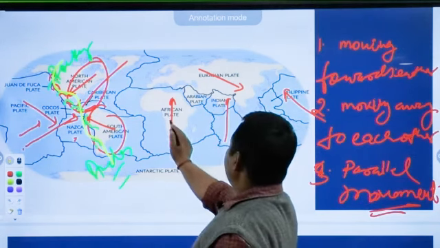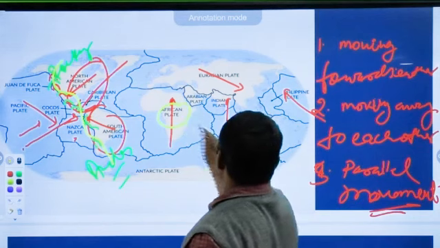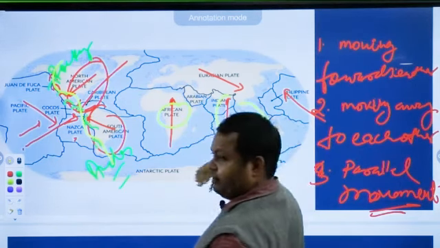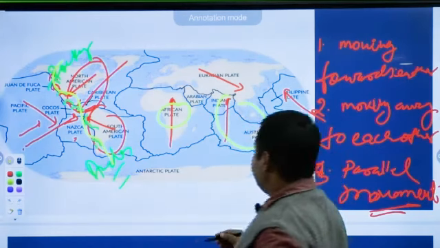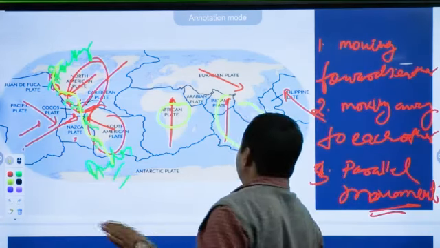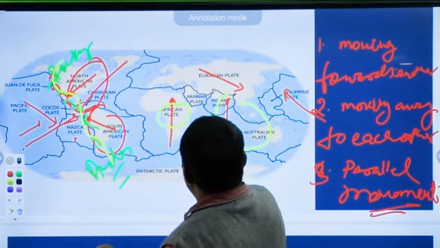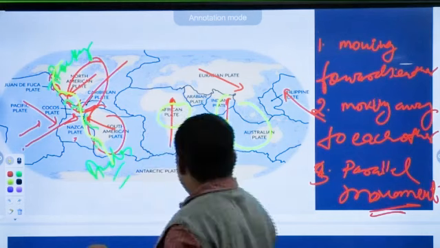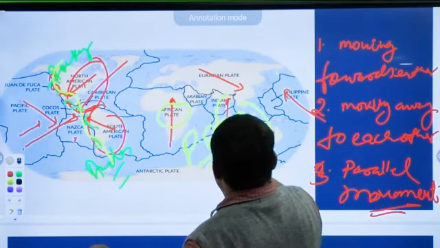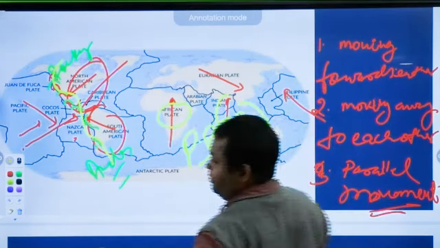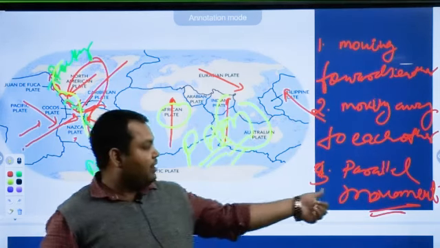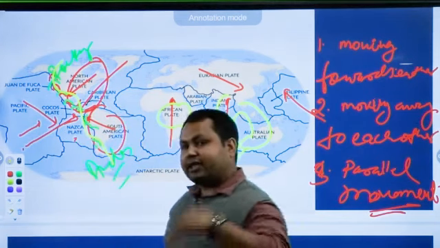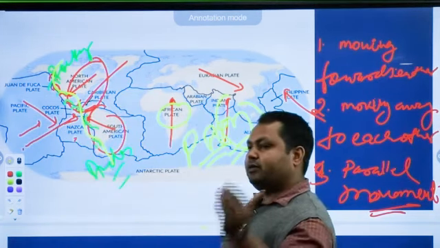Secondly, if we talk about the African as well as Indo-Australian plates, these two plates are moving in the same direction. If the direction is the same, we consider it parallel plate movement. So these two plates are moving parallelly. The African and the Indo-Australian plates are the example of parallel plate movement. The third type we have to study within the topic of plate movements within the theory.